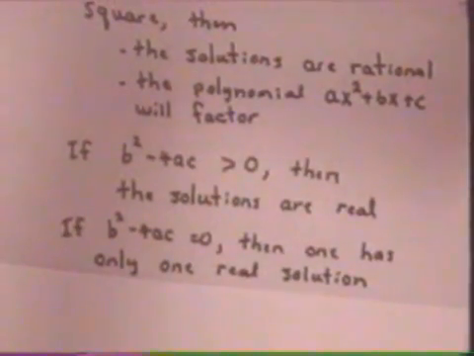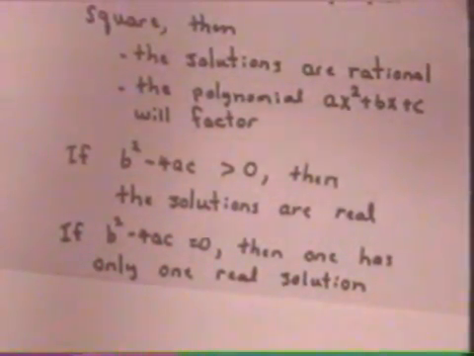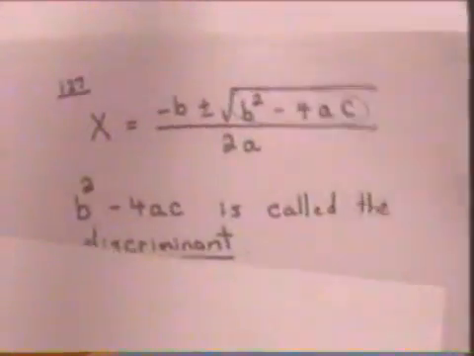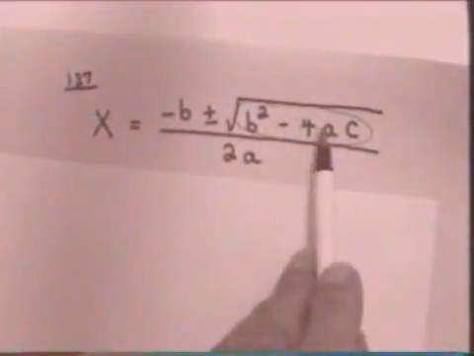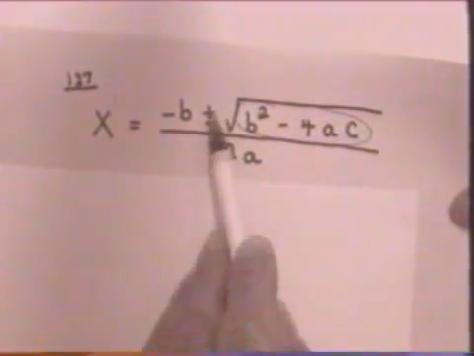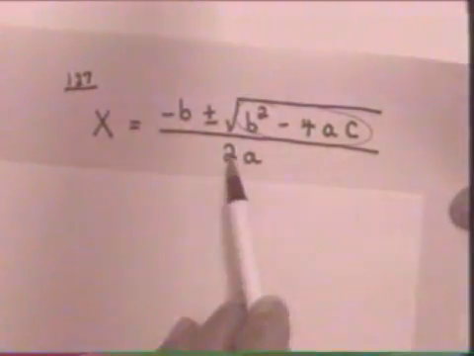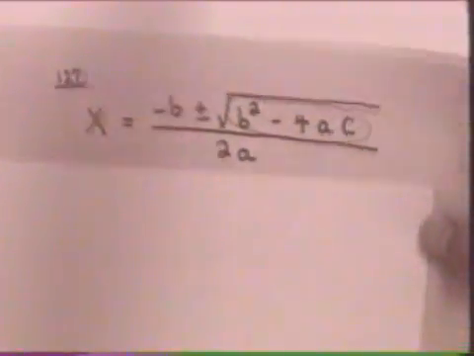If b squared minus 4ac is equal to 0, then one has only one real solution. Again, if b squared minus 4ac is 0, then that wipes out the plus or minus part. I simply have as my answer negative b over 2a, which is only one solution.